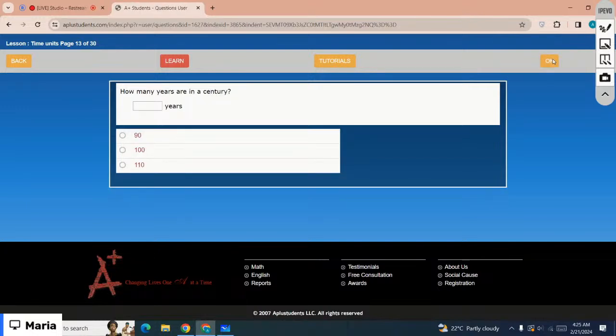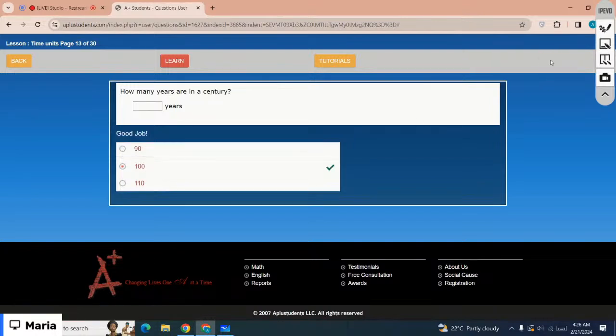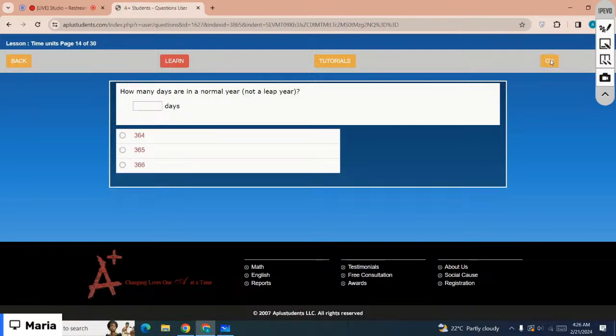How many years are in a century? The correct option is, in a century you have, yes, that is 100 years. The correct option is 100. How many days in a normal year, not a leap year? Which is the correct option?